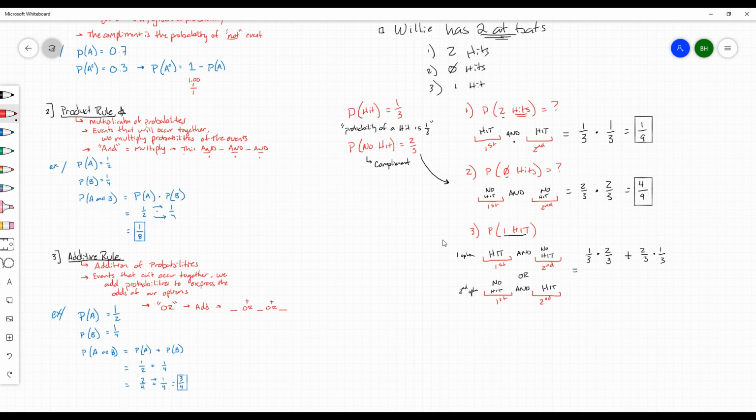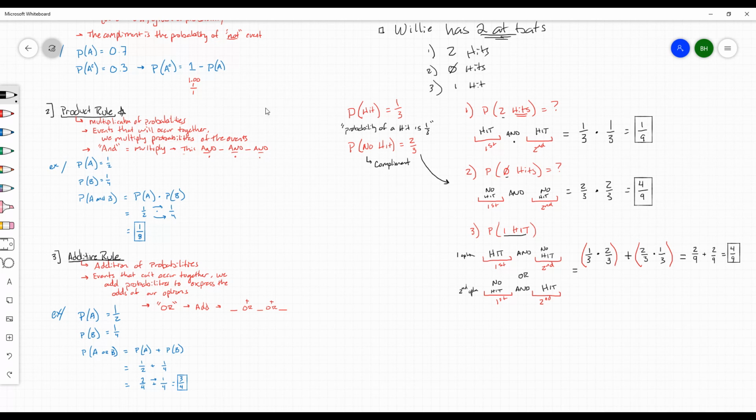Now, not a rule of thumb, but something smart to do is to put a set of parentheses around each possible outcome, so that way we keep our numbers orderly and we can see the difference between the two. If we simplify this, we can see that we'll get 2/9 plus 2/9, which, since they already have the common denominator, we can just add straight across. We get a 4 out of 9 chance that Willie gets 1 hit during a game.